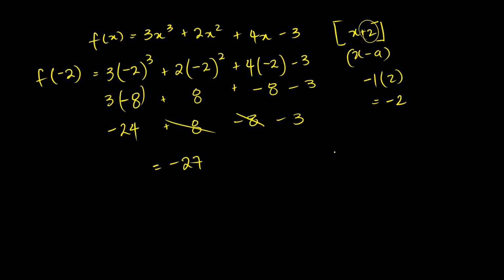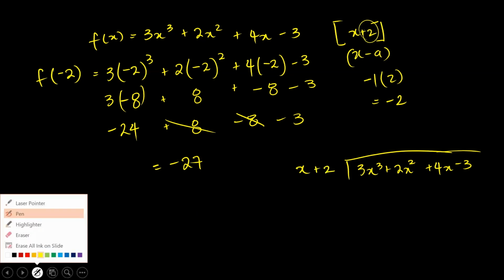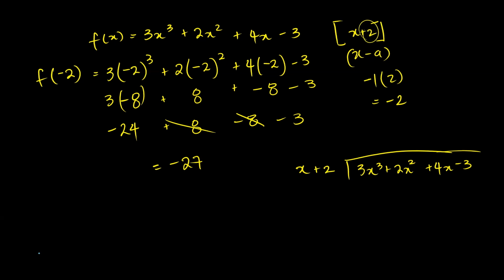Now, if I do the long division, where 3x cubed plus 2x squared plus 4x minus 3 is our dividend. And of course, we're dividing by x plus 2 as stated earlier. We'll go ahead and divide, right? So x into 3x cubed, that's 3x squared.